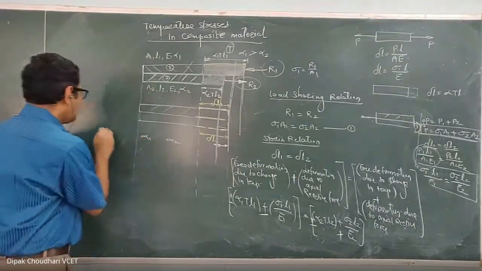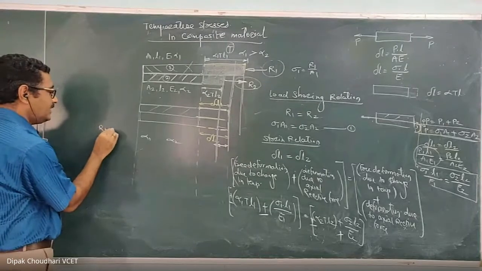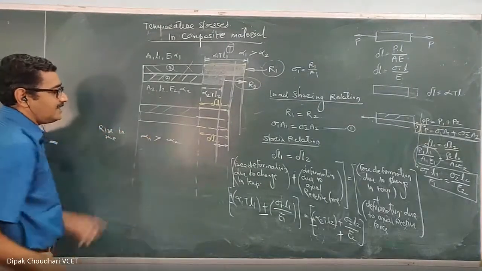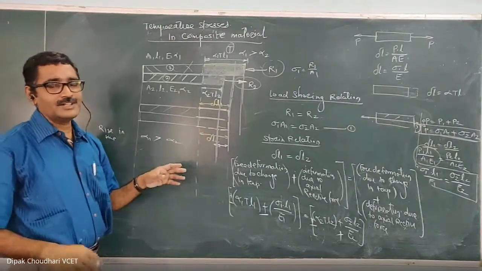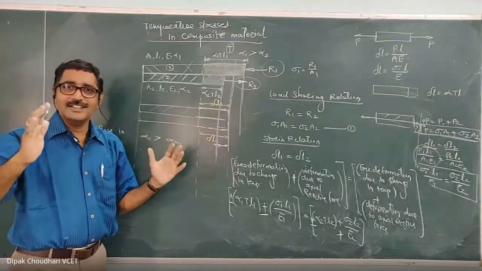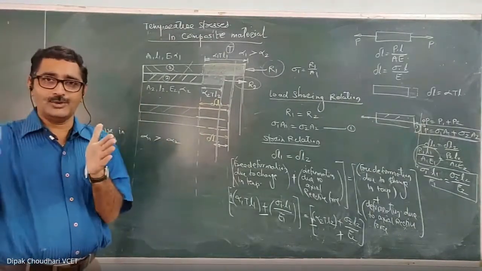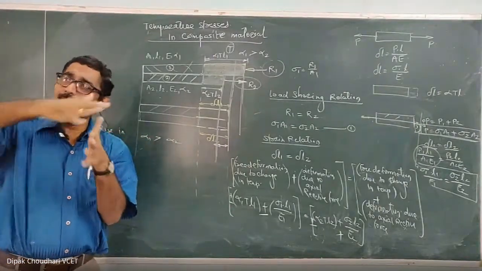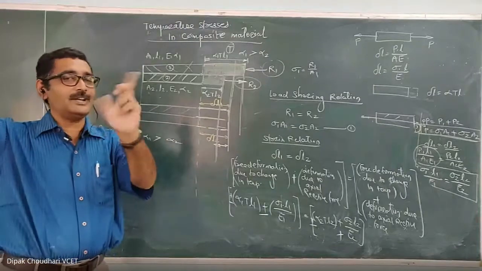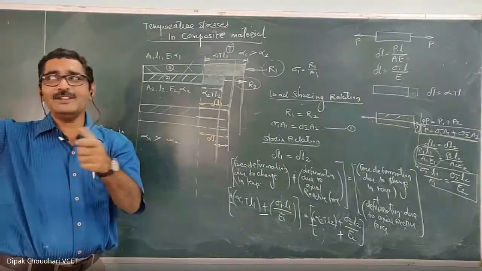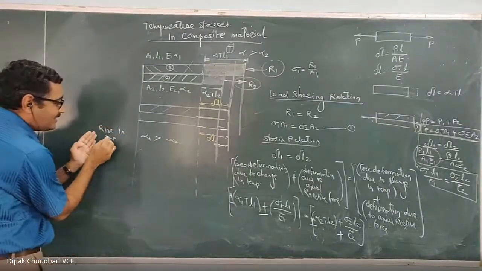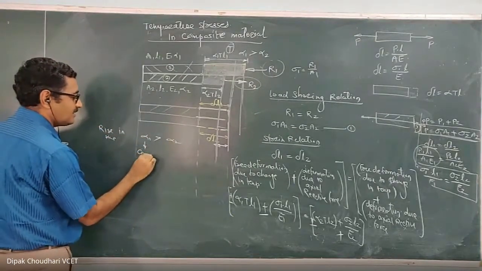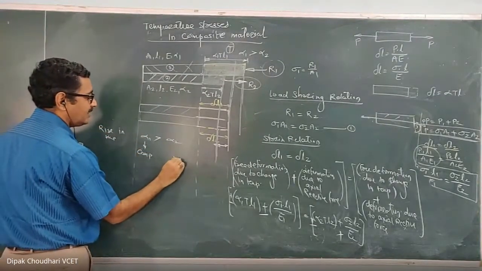If there is a rise in temperature, listen to me. If there is a rise in temperature and alpha 1 is greater than alpha 2, just imagine: both will elongate. But alpha 1 is greater than alpha 2, meaning material 1 will elongate more, but the second material will not allow that. So the second material will pull it back. It means that when there is a rise in temperature and this is the situation, material 1 will be in compression and material 2 will be in tension.